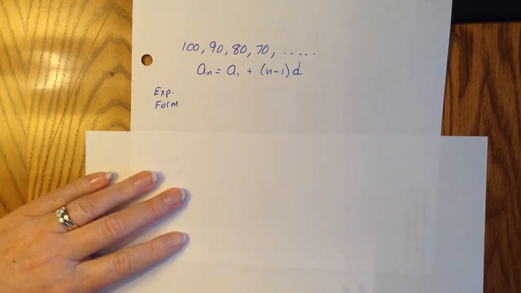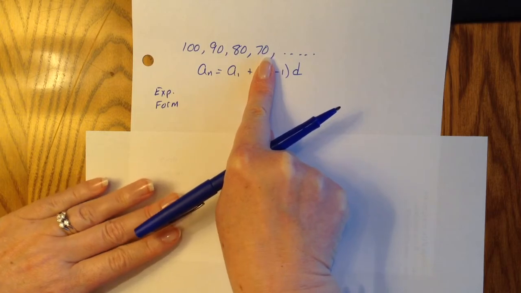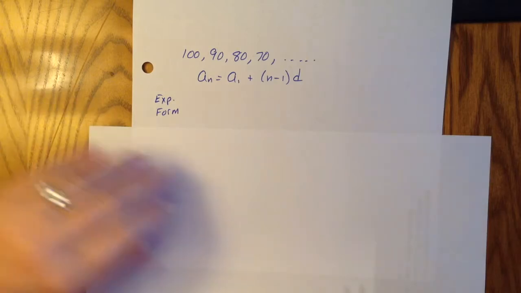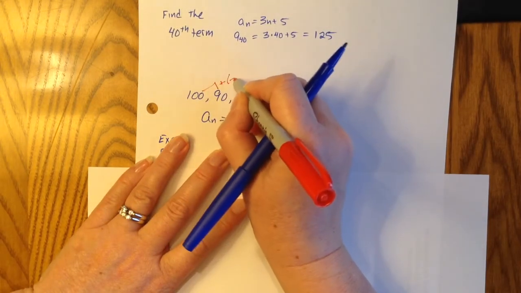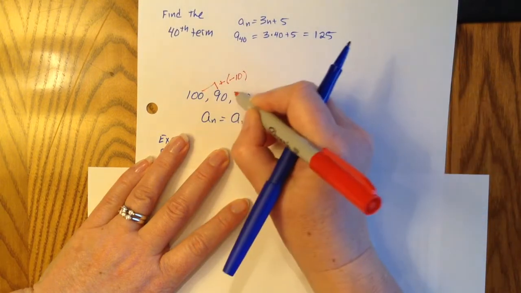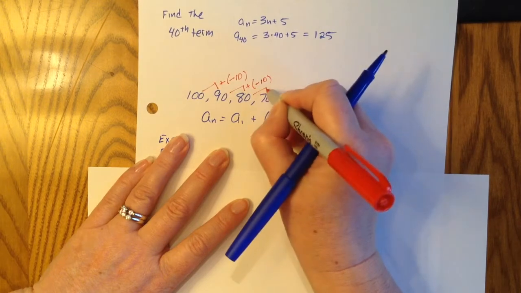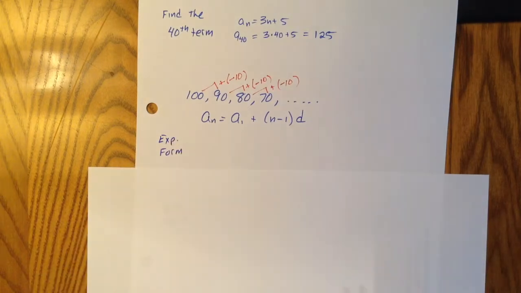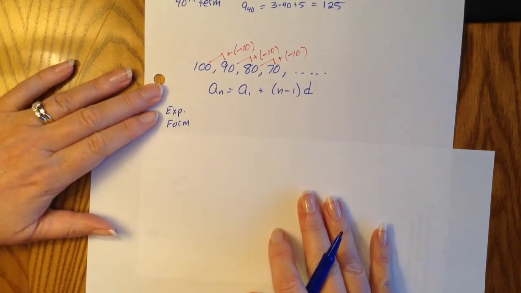And some of you might be saying to yourself, that's not an arithmetic sequence. We're not adding the same number every time. We're subtracting 10. Well, yes and no. You can think of this as adding a negative 10. The arithmetic sequence is built on the condition that you are adding, but you're allowed to add negative numbers. So in this particular case, our D value is a negative number.